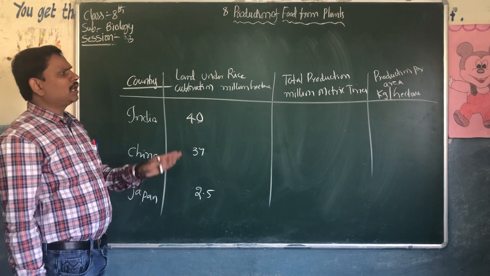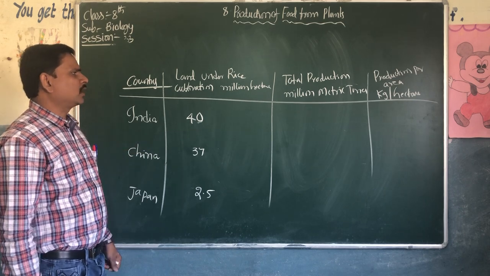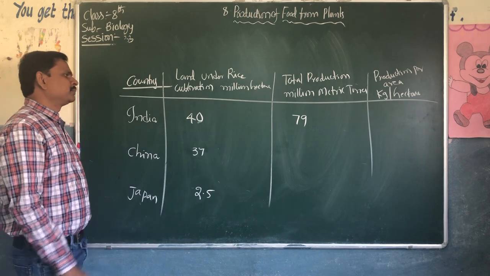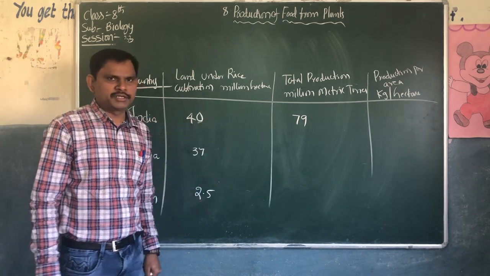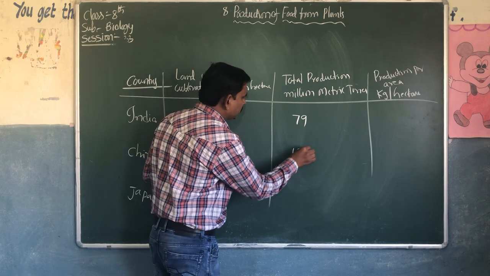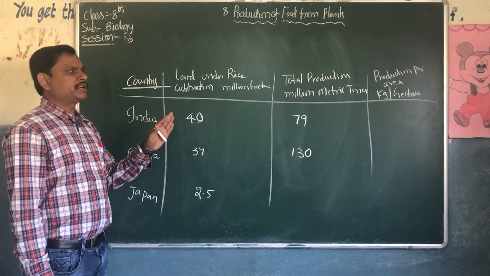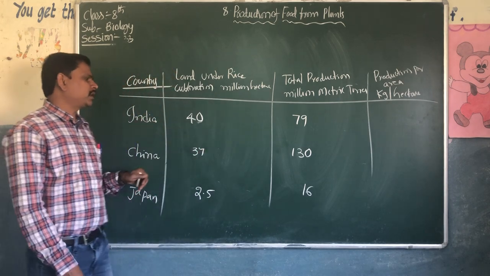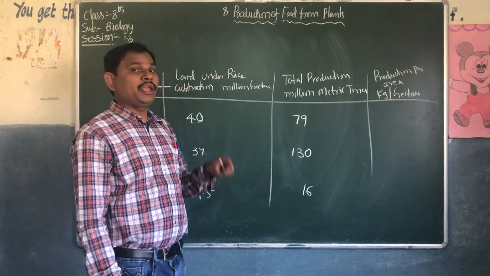But come to the total production, million metric tons. In India, around 79 million metric tons of production is there, from 40 million hectares of land. But come to China, 130 million metric tons of production. But come to Japan, 16 million metric tons of production.